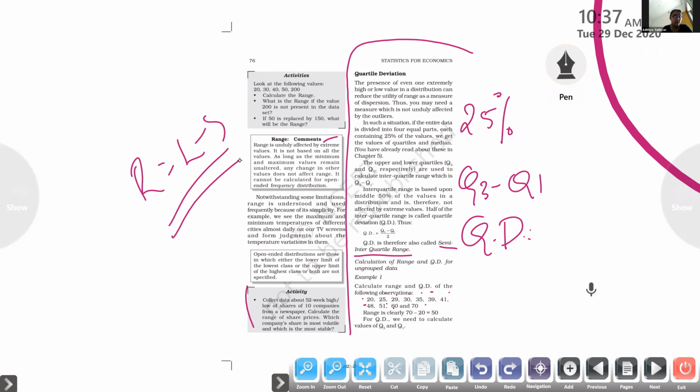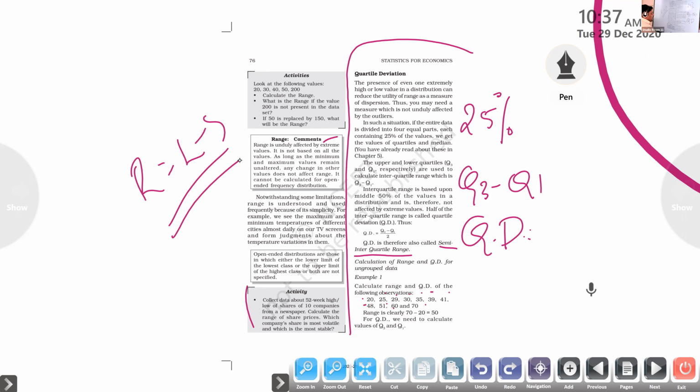50. Okay, 70 minus 20 is 50. So the highest number is 70, the largest value, and the smallest value is 20 here. So the answer is 50.